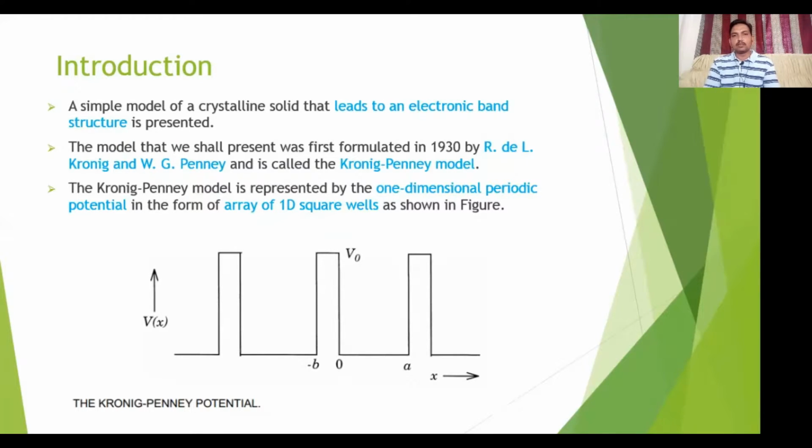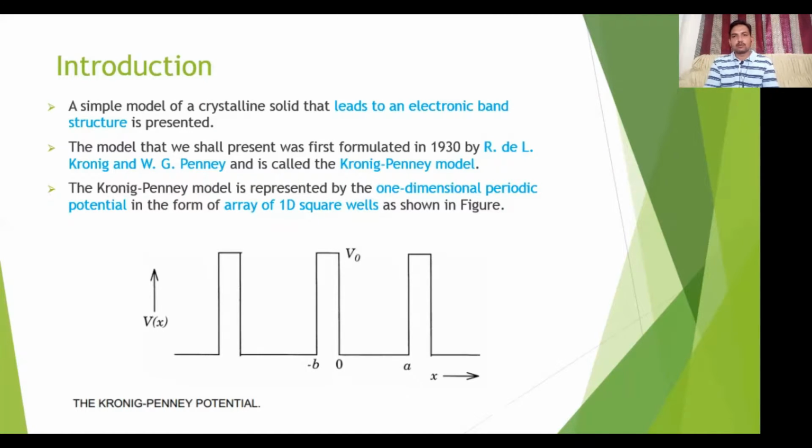This is a simple model of a crystalline solid, which leads us to the information about the electronic band structure. So the first real model which points toward the existence of bands in solids is the Kronig-Penney model. This model was first developed by Kronig and Penney, two scientists, in 1930. Therefore, its name is the Kronig-Penney model.